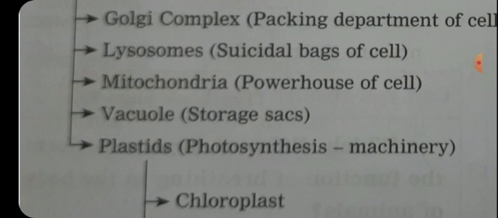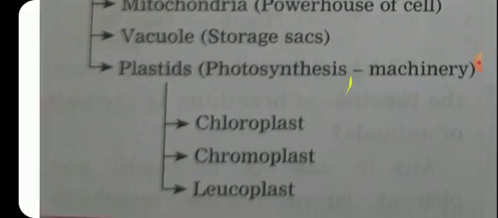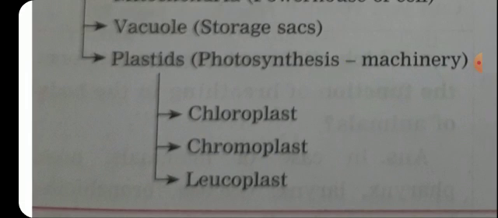Plastids. It is a machinery for photosynthesis process. Plastids are of three types. Chloroplast, that is green pigment. Chlorophyll converts solar energy to chemical energy during photosynthesis. Chromoplast, colored plastids, they give different colors to flowers and fruits. Leucoplast, white or colorless plastids, synthesis and storage of food like starch, oils and proteins.